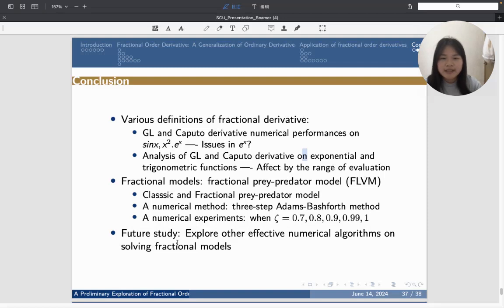In future study, we can explore other effective numerical algorithms for solving fractional models.